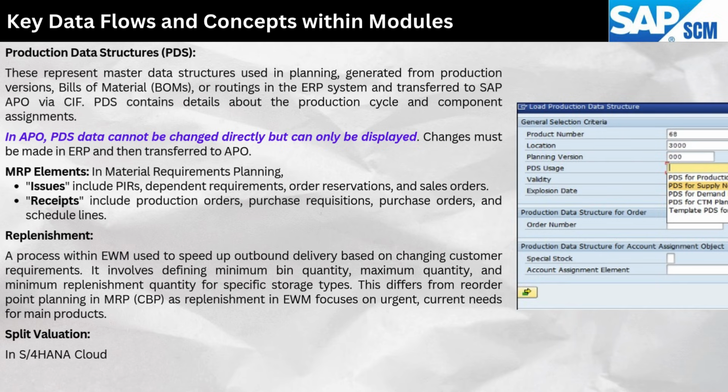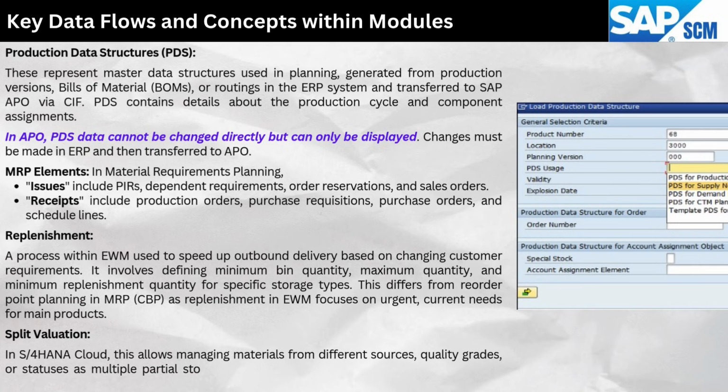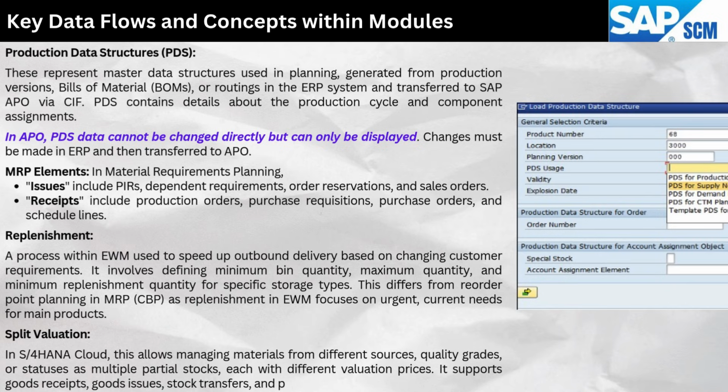products. Split valuation. In S/4HANA Cloud, this allows managing materials from different sources, quality grades, or statuses as multiple partial stocks, each with different valuation prices. It supports goods receipts, goods issues, stock transfers, and physical inventories.